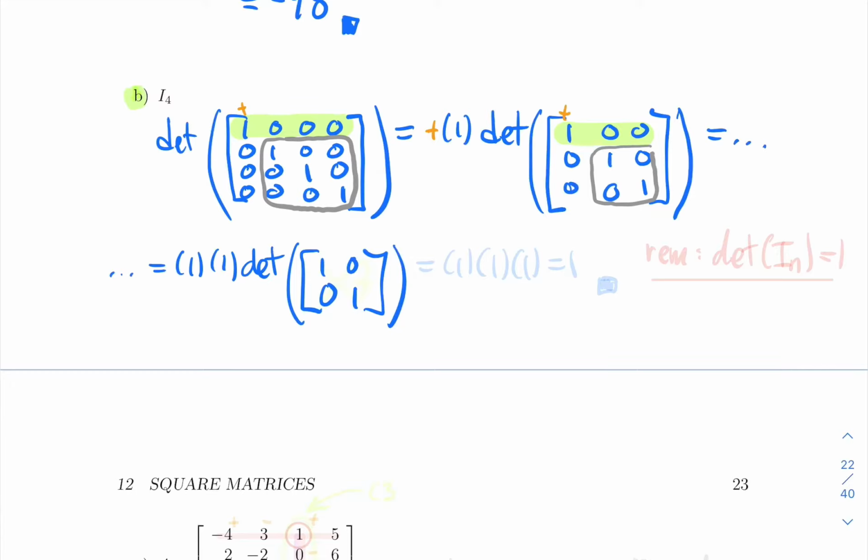Now I do my fish thing. So my fishy product, I get 1 minus 0, so you're just getting in the end 1 times 1 times 1, which is 1. As a remark here, if you compute the determinant of any identity matrix of any size, you're always going to get 1. Always.